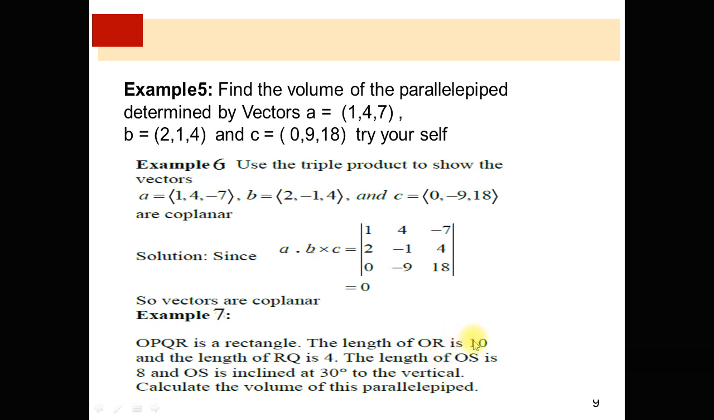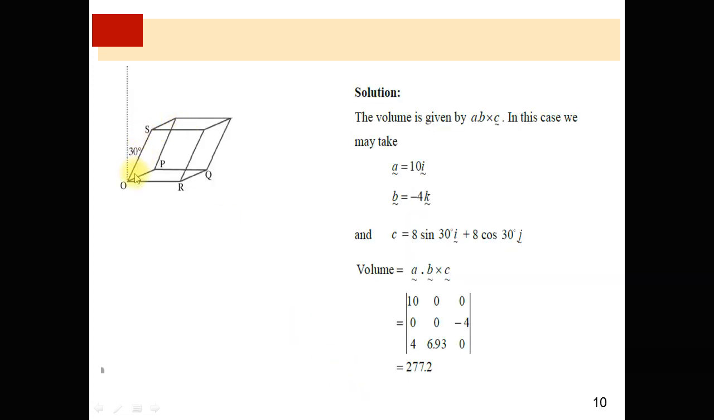Dear students, in this example you see that the length of the OR vector, suppose vector A, has the component 10, and RQ is another vector B whose component is 4, and the length of OS is 8, and OS is inclined at 30 degrees to the vertical. You see over here OS is inclined to the vertical.